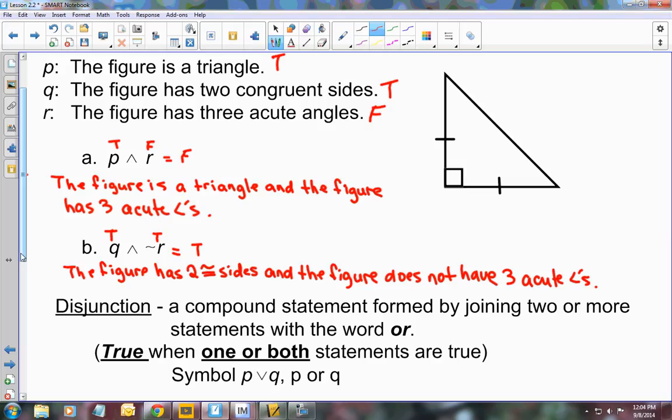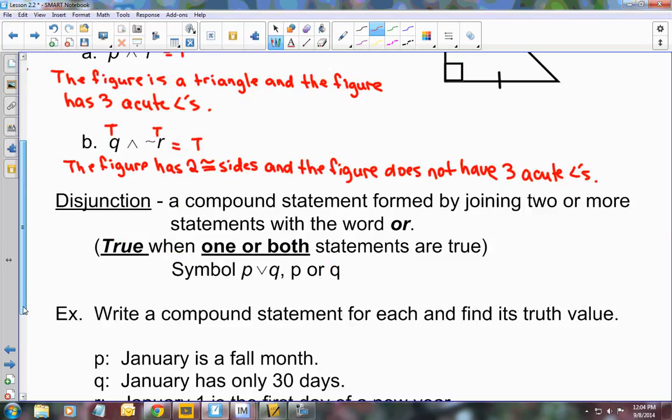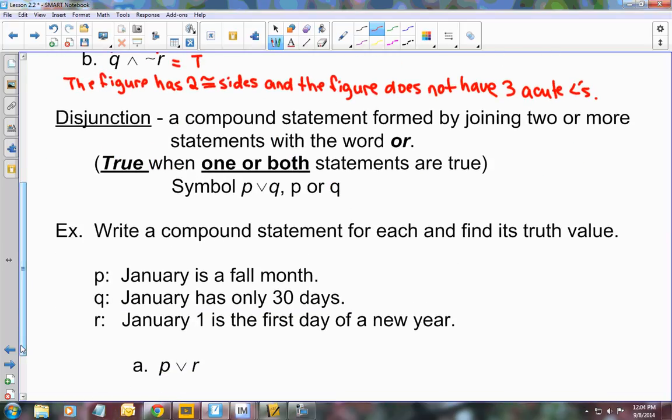Okay, good. Alright, now we're going to talk about a disjunction. And a disjunction is another type of compound statement. It is formed by joining 2 or more statements with the word or. Your disjunction is true when one or both of the statements are true. The symbol that we use is like a V. And we read that P or Q.